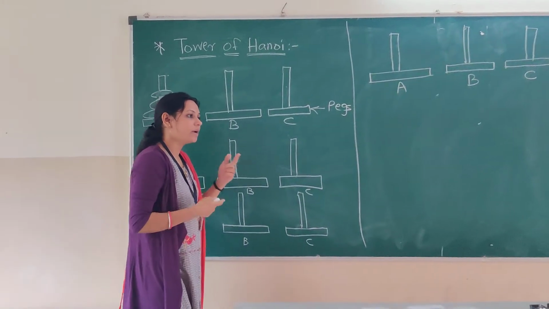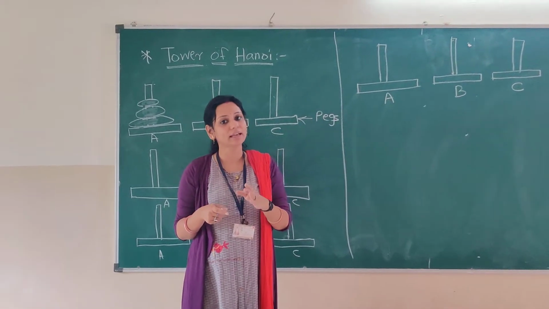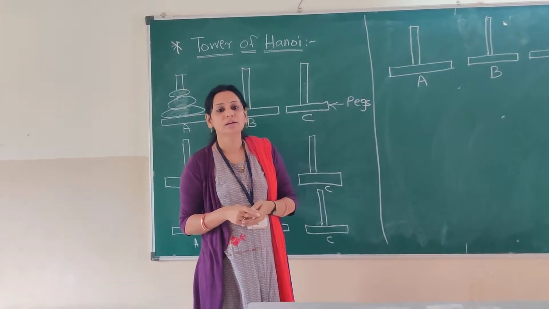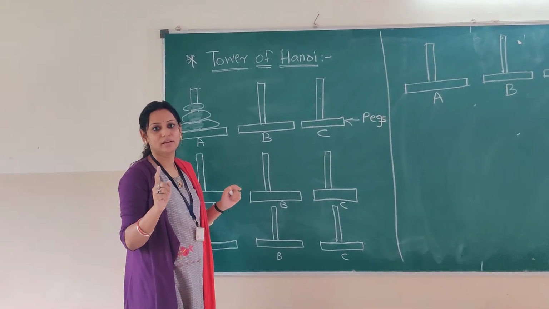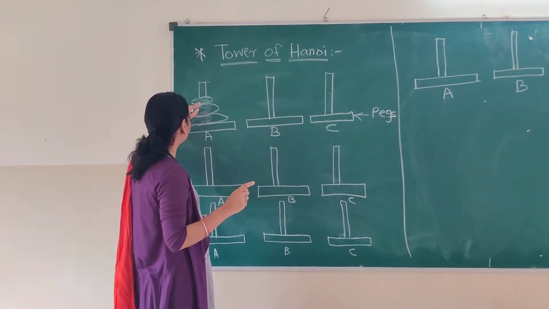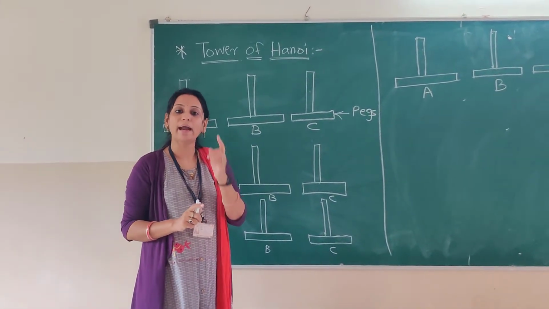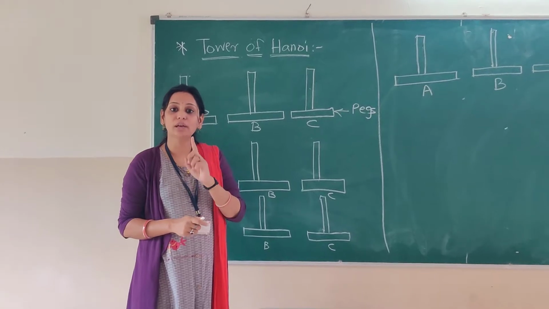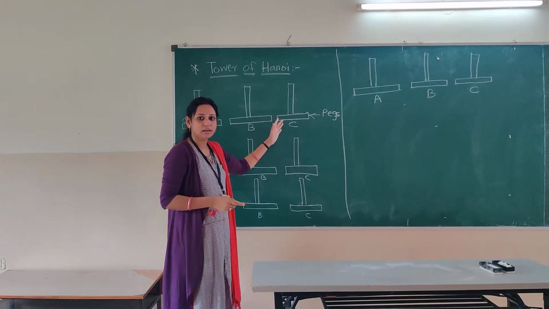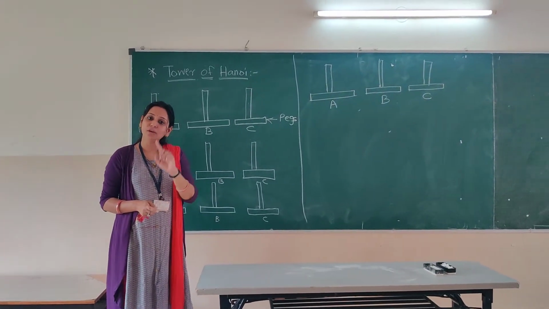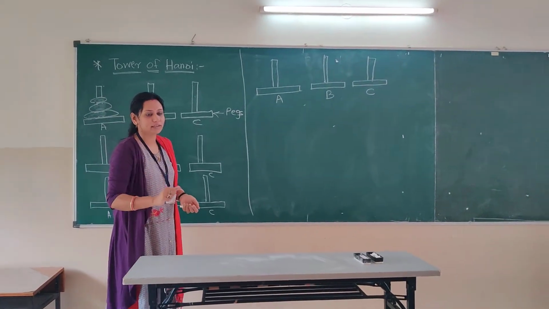Now when we are doing this, there are certain conditions, or we can say certain rules. We can see here the discs are not of the same size. Either they are larger or smaller. So according to the first rule, at one time we can only shift one disc. Either I am moving to B or C, but at one time we should move only one disc. That is our first regulation.